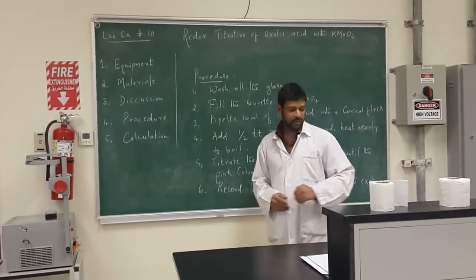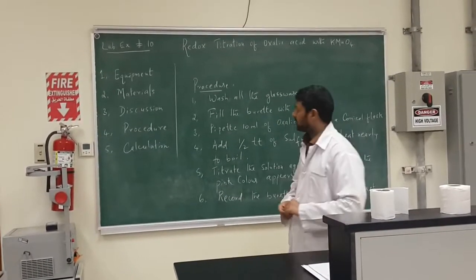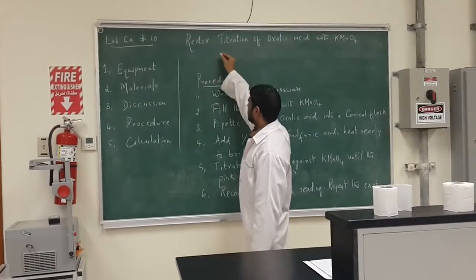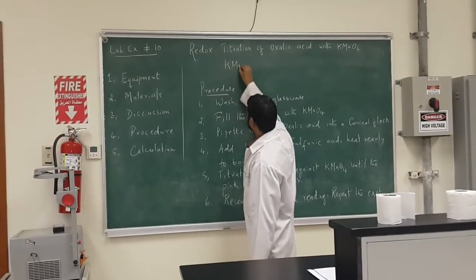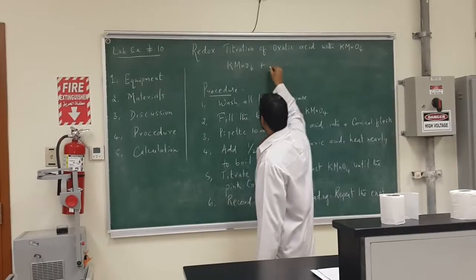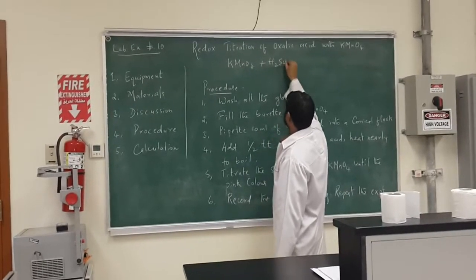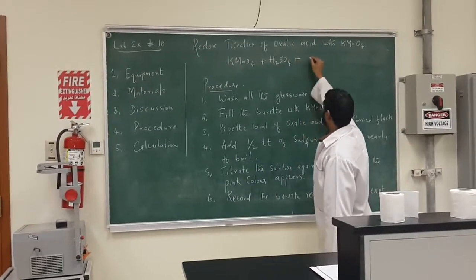As far as the materials are concerned, you have 3 major things. First, you have potassium permanganate, and also sulfuric acid, plus you have oxalic acid.